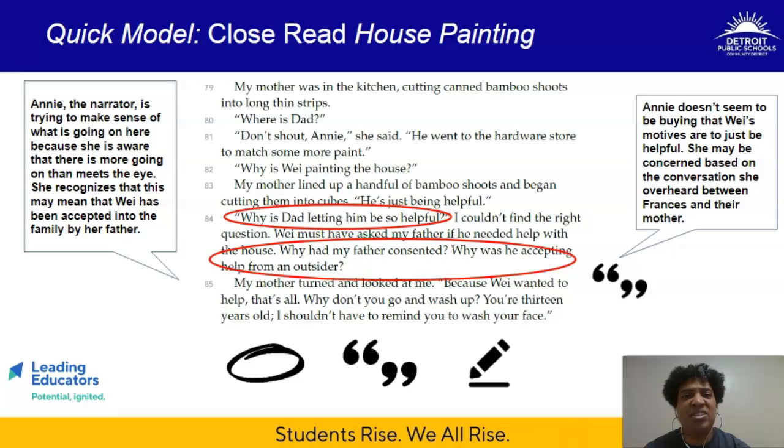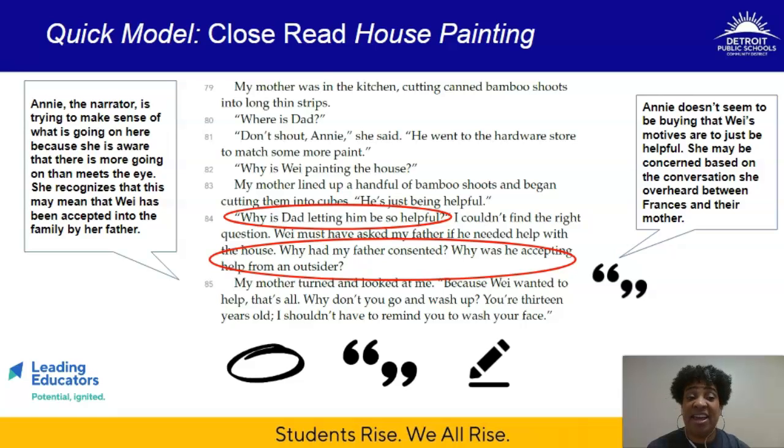So when you see the back and forth between Annie and her mother, her mother again kind of dismisses her and says he just wants to be helpful. All right, that's it. Don't read anything into it. What we see here is that Annie doesn't seem to be buying that Wade's motives are to just be helpful, because if Wade is Shaoxun, and he is aware of customs just like Francis is, he also knows what it means to be allowed to help in this way to the family. So it's not just about, hey, let me help you paint the house. It can mean more than that, and Annie is aware. So she may be concerned about Wade's motives and intentions because she knows how her sister really feels, because she overheard that conversation.